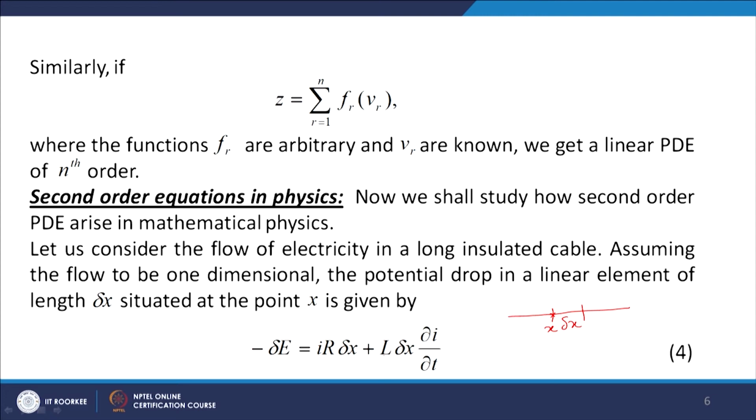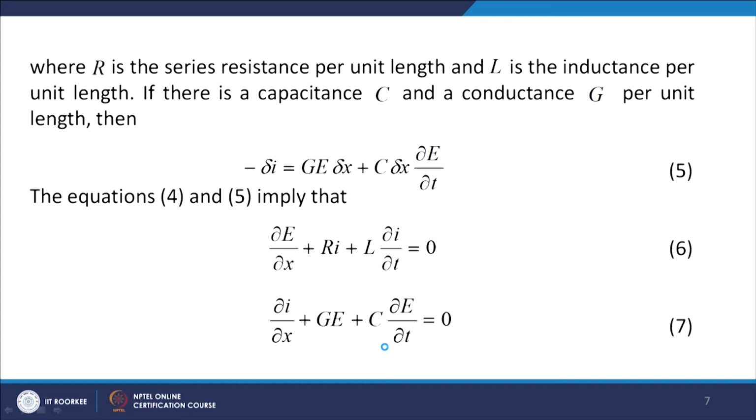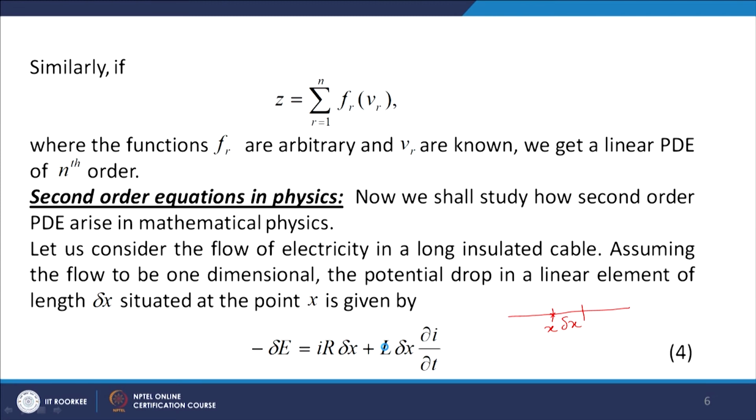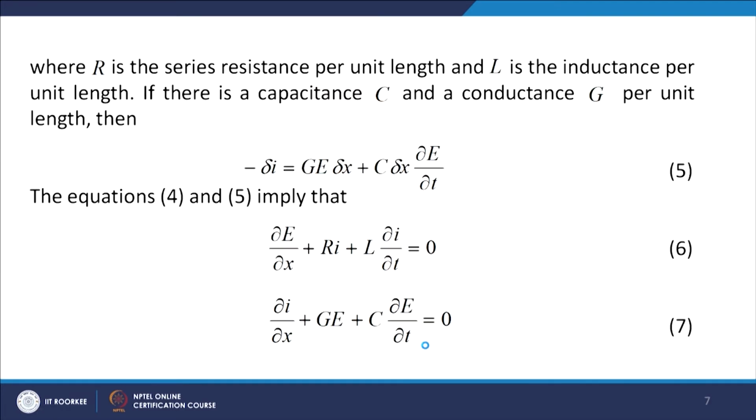Then the potential drop will be given by an expression where R is the resistance in the cable, I is the current, and L is the inductance per unit length. E is the voltage. So the potential drop will be given by minus delta E equal to I R into delta x plus L delta x into delta I by delta t. And if there is a capacitance C and a conductance G per unit length, then we have this equation: minus delta I equal to G delta x plus C delta x into delta E by delta t.